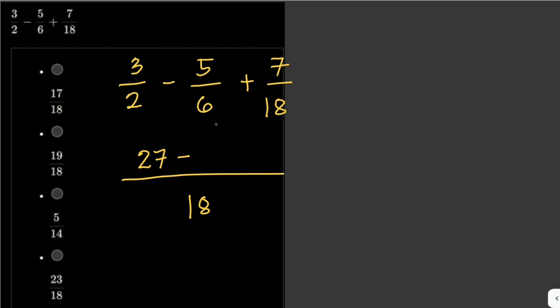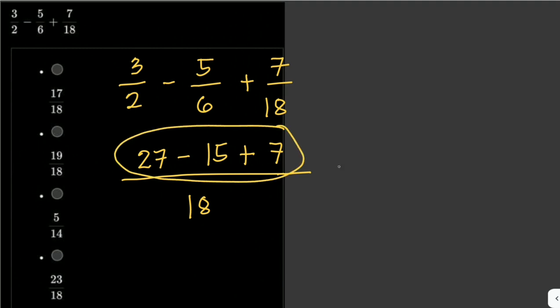18 divided by 6 is 3. 3 times 5 is 15. Then we copy the operator sign plus. Then 18 divided by 18 is 1. 1 times 7 is just equal to 7. And now we can simplify the numerator, this one. So 27 minus 15 plus 7. So this is just equal to 19 over 18. So our answer is this one.